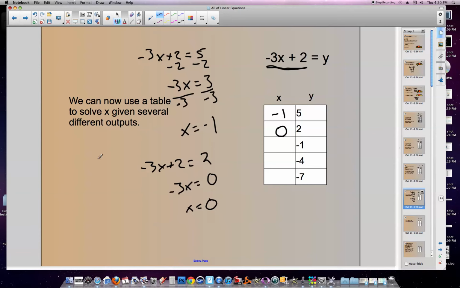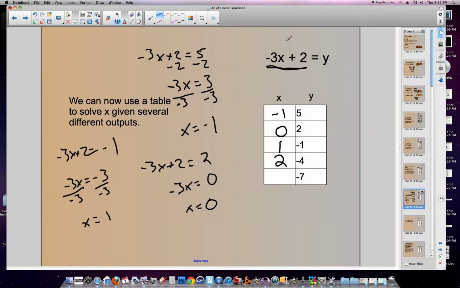Okay, well, let's try another one. Negative 3x plus 2 equals negative 1. Okay. Well, I'm going to subtract 2, and I get negative 3x equals negative 1 minus 2, which is negative 3. And when I divide both sides by negative 3, what is negative 3 divided by negative 3? Well, any number divided by itself is simply 1. And once again, I'm looking at this pattern. So I see that every time this is going down 3, this is going up 1. Well, this goes down 3 again, so I'm going to guess that this is 2.